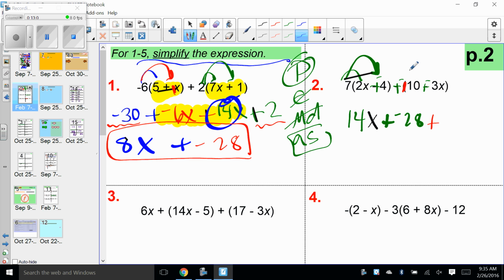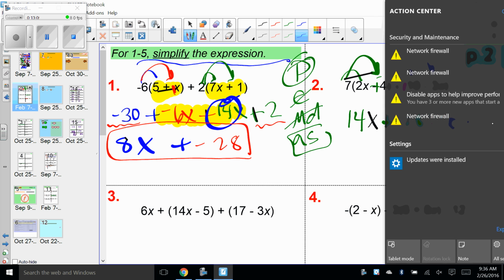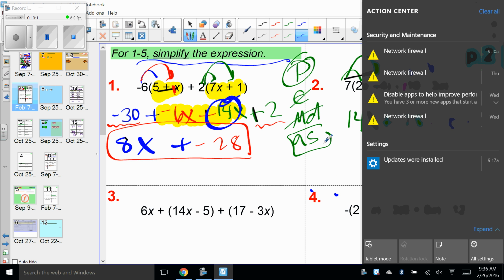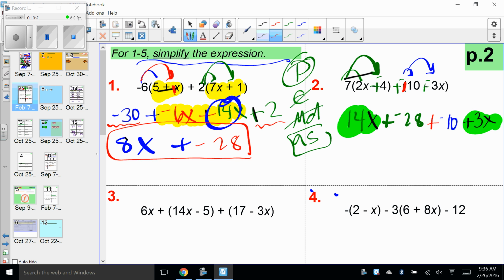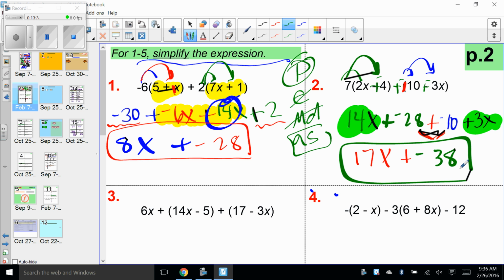Plus, distribute. -1 times 10 is -10. Plus, -1 times -3 is +3. Drag x down. So we just killed both parentheses. Now, combine like terms. Find the same variable parts. 14x and 3x becomes 17x's. Plus, combine like terms there. That's -28 and -10. Go ahead, use your calculator if you need it, is -38. Answer then is 17x plus -38.